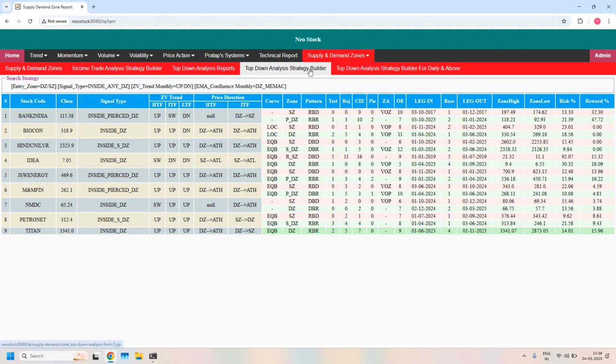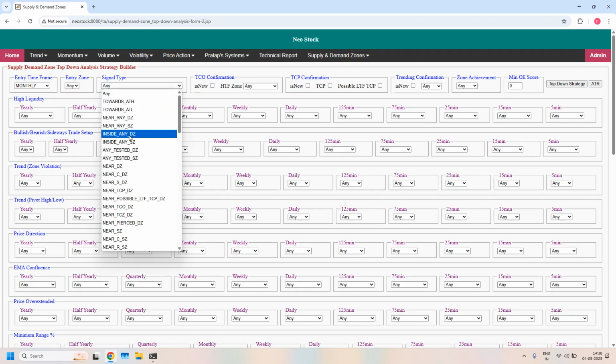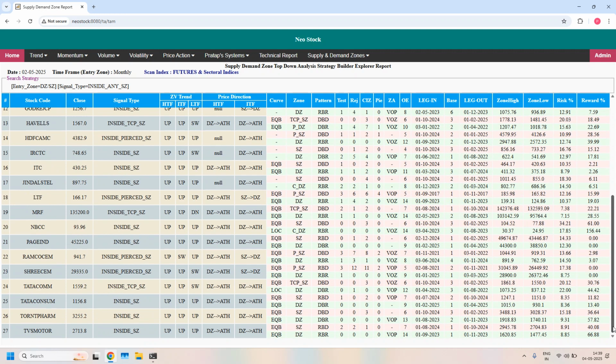Okay, next, monthly time frame. Price closed inside the monthly supply zone. First 15 stocks in the list. I am scrolling the list down. Total 27 stocks are filtered.